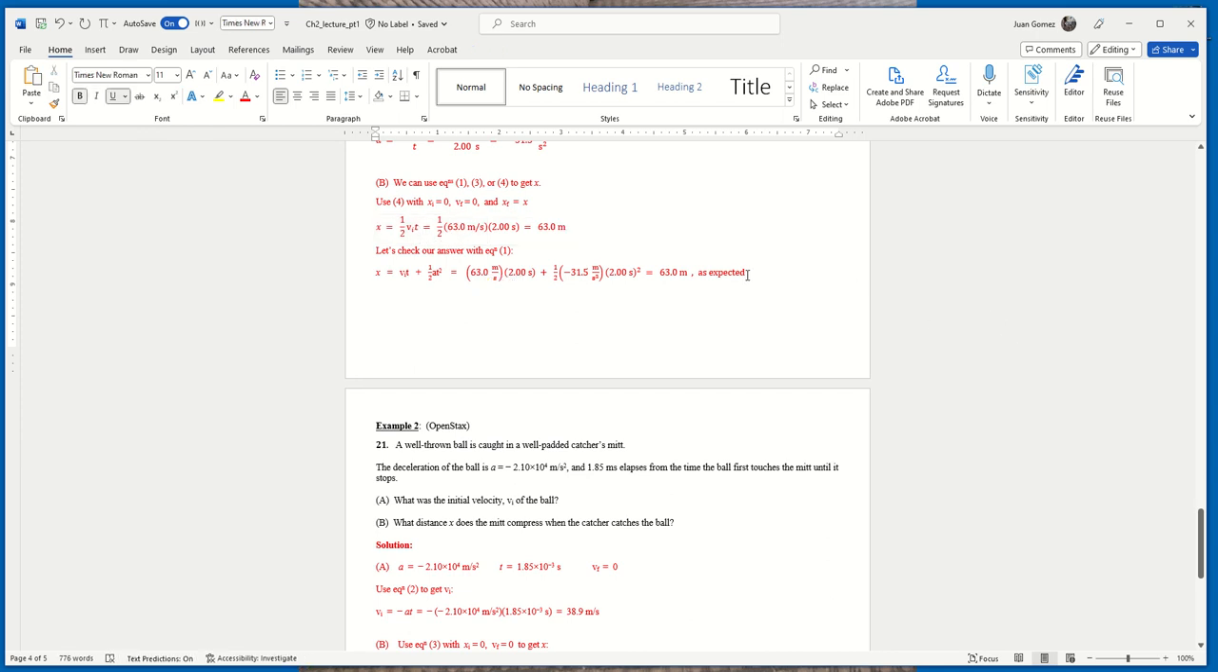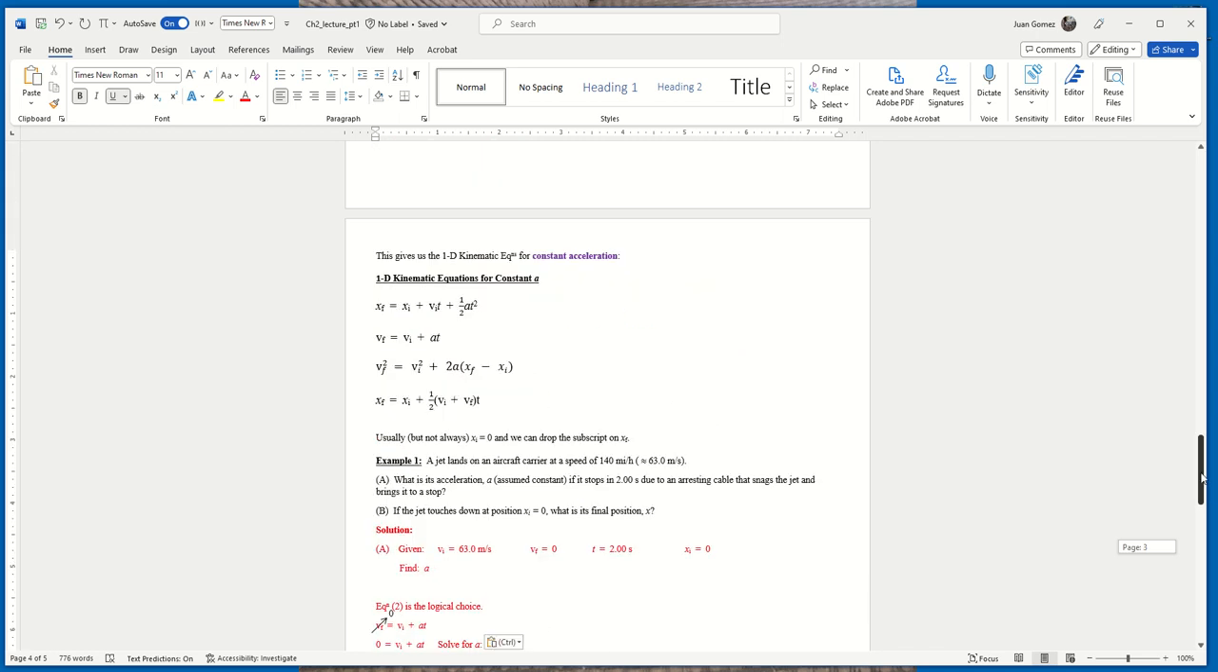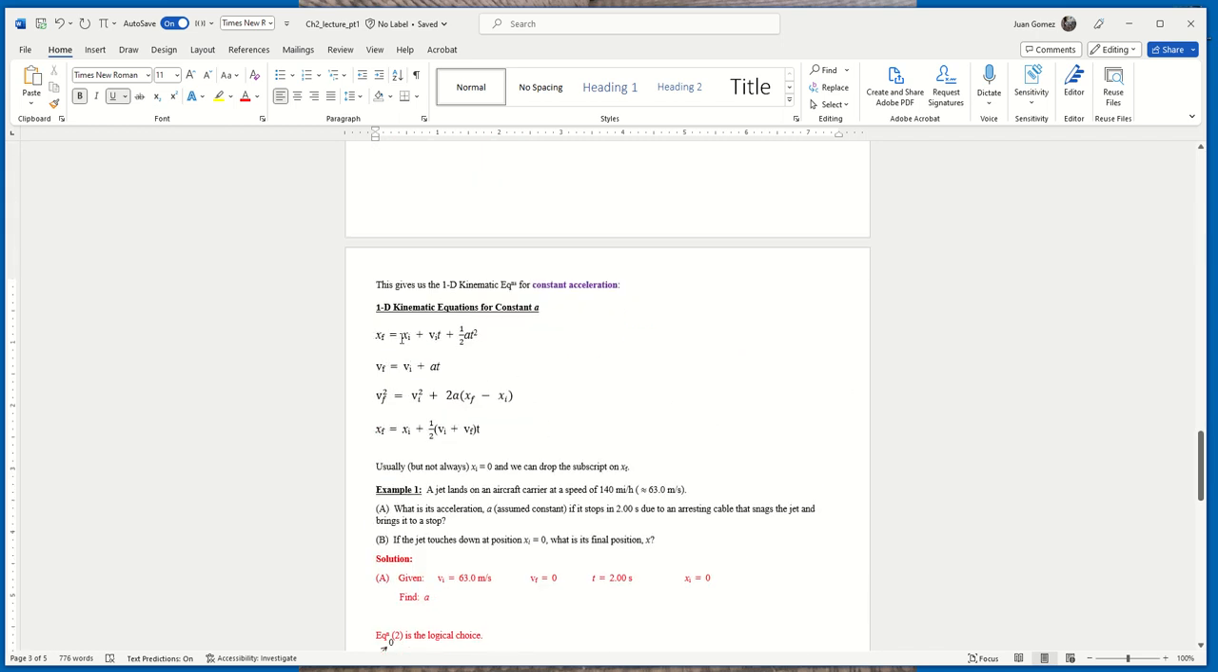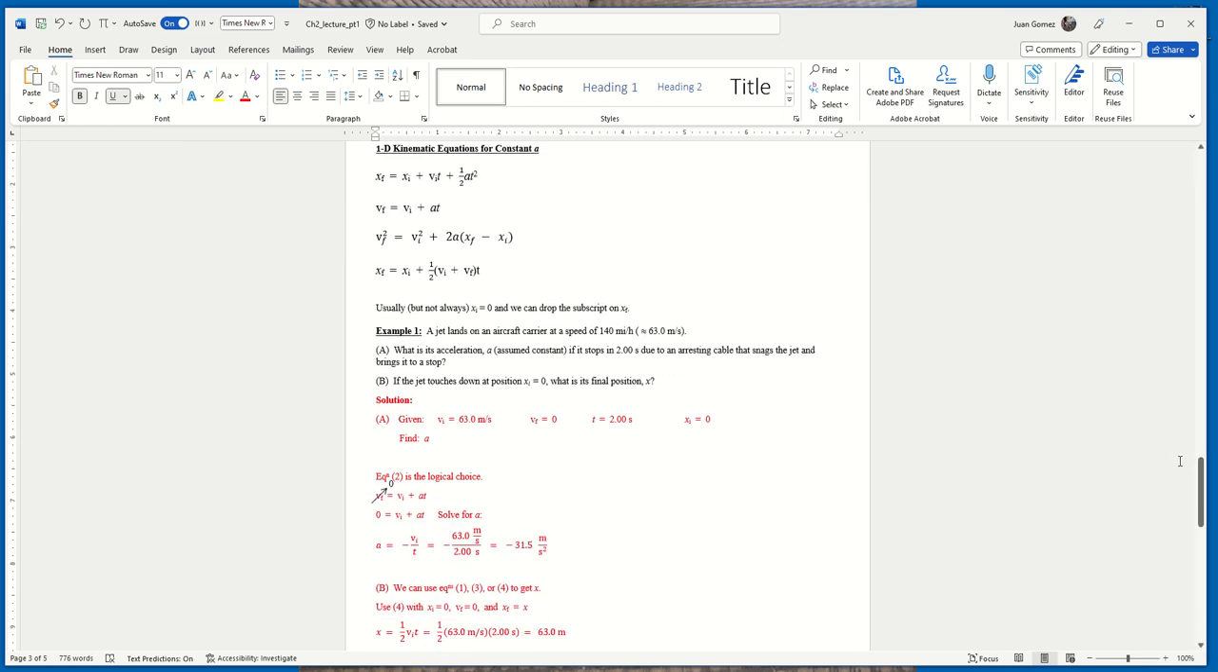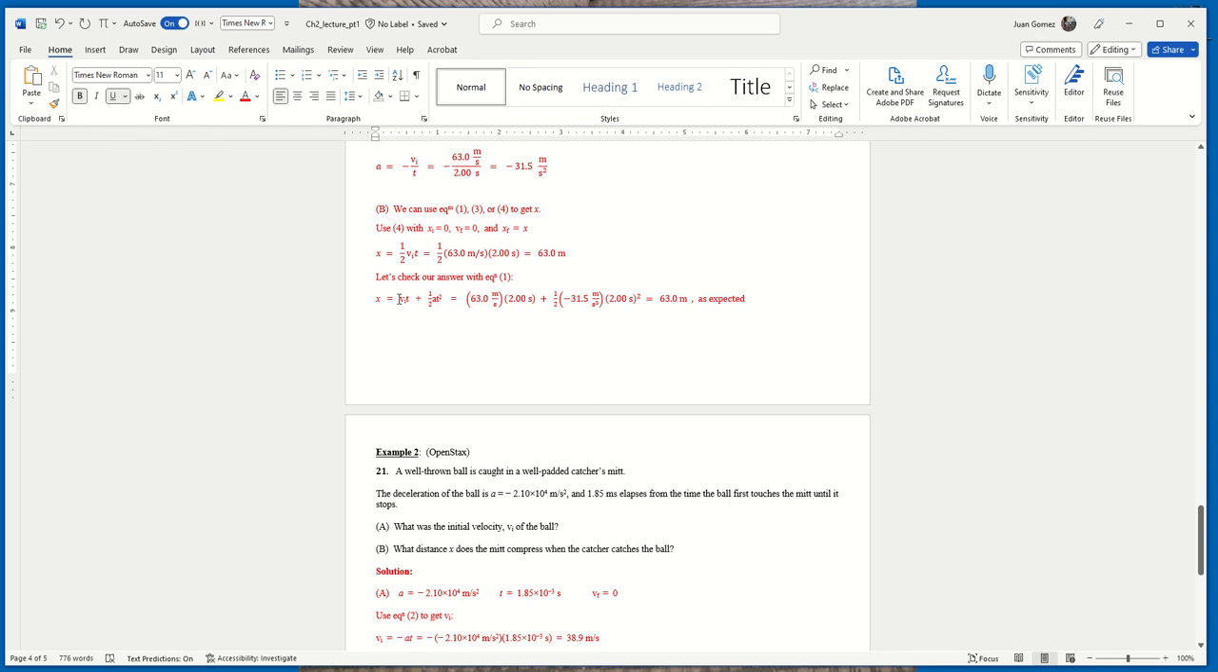And plug in the numbers. 1 half, vi was given, we know t. You get 63 meters. Well, let's check our answer. Let's go ahead and check it with equation 1. Remember, again, xi is 0. So x is VIT plus 1 half AT squared. Plug in the numbers. Remember, A was negative. You want to be a little bit careful. Remember, A was negative.